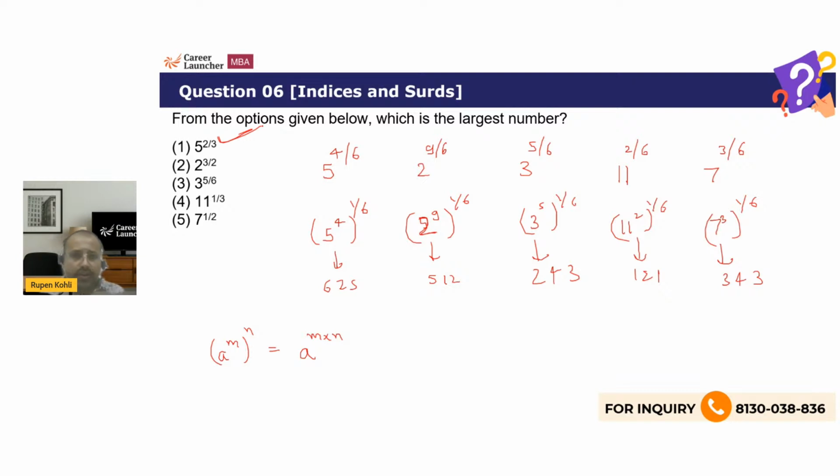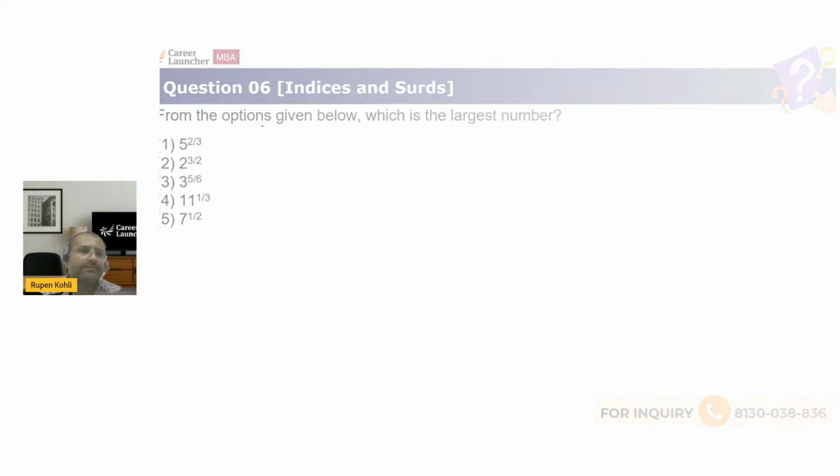So that's a very common trick for how to compare surds, right? You have to equate the denominators of the fractions. Whichever number is then the largest in the brackets is the largest value, right? Perfect. Okay. Next one.